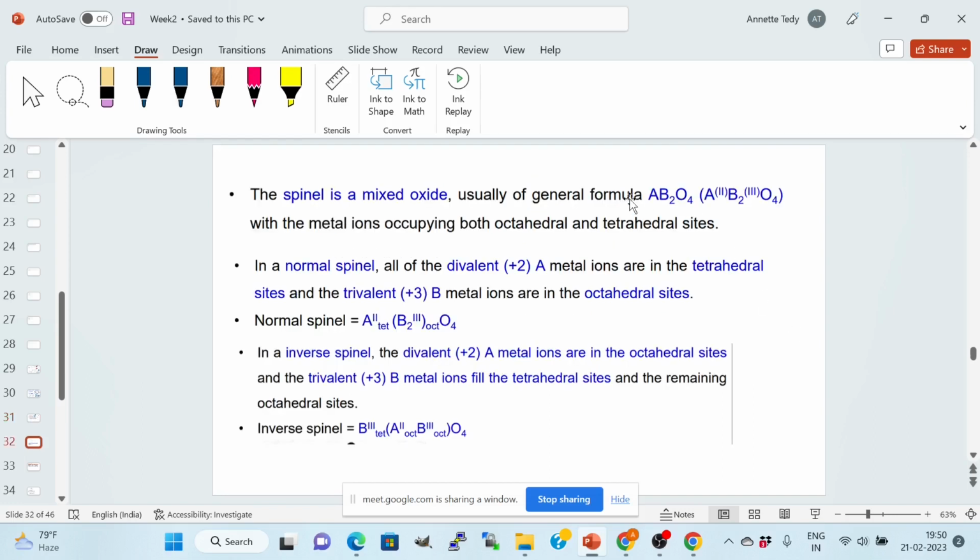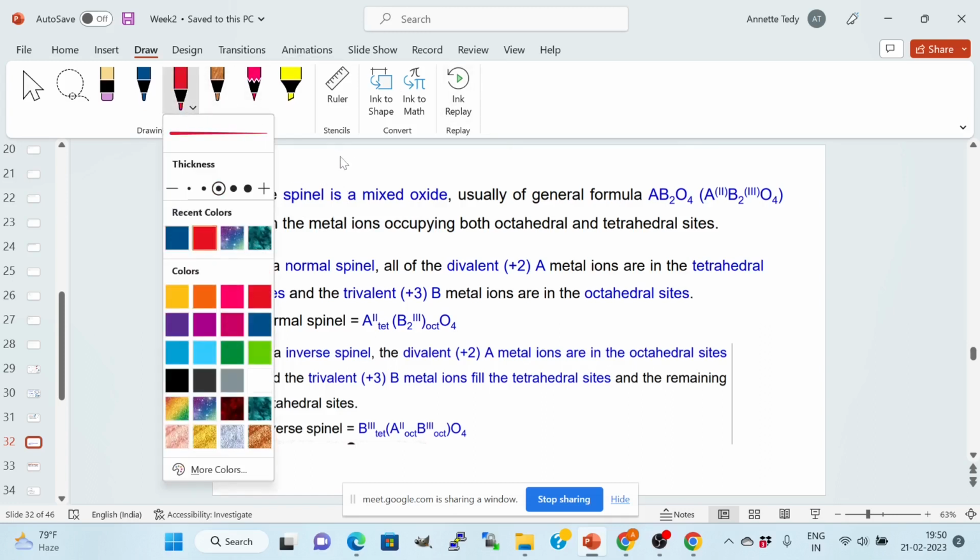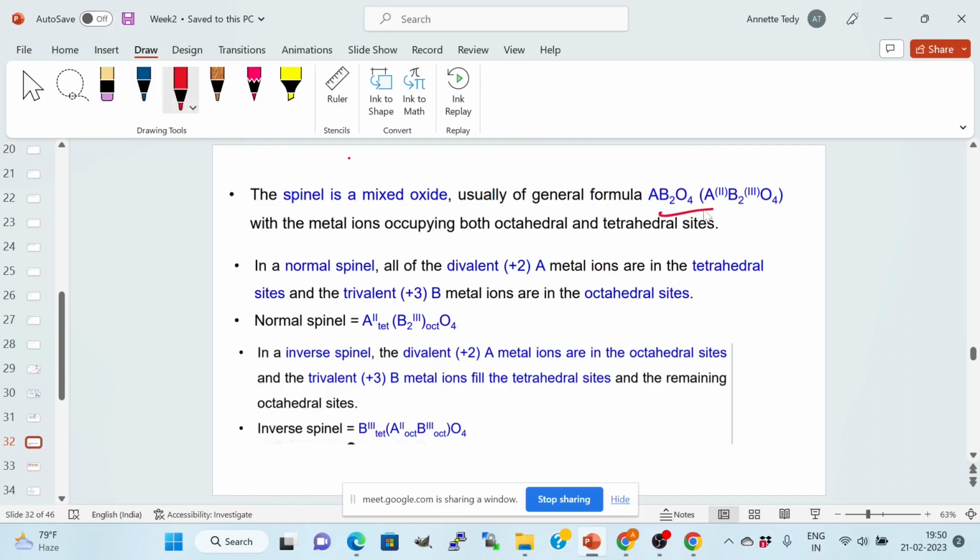So before that, I'll just introduce the spinel. Spinel is a mixed oxide. That is, we have something of this form, AB2O4, where A and B are two different metals, or the same metal also, it is fine. But in different oxidation states, A will be in 2+ and B will be in 3+ state.